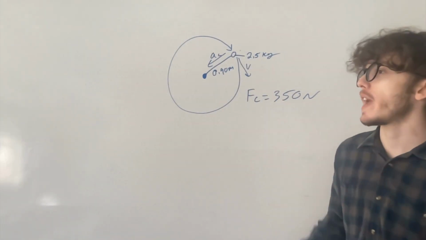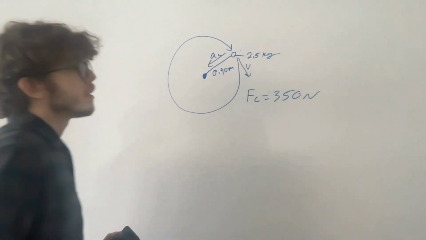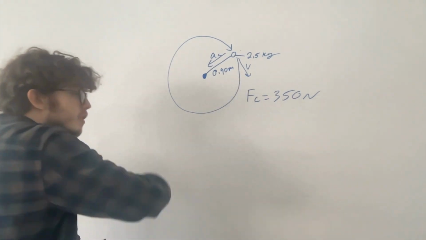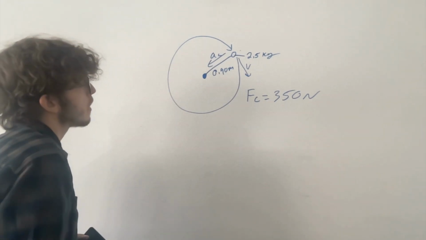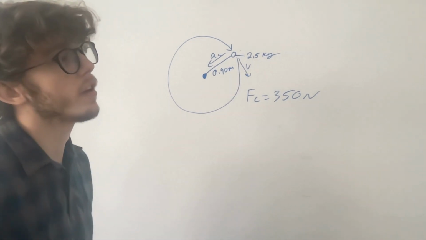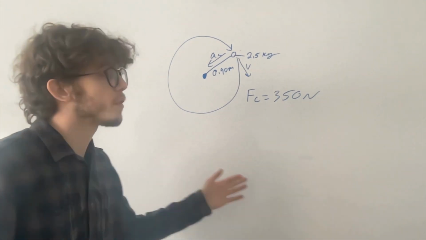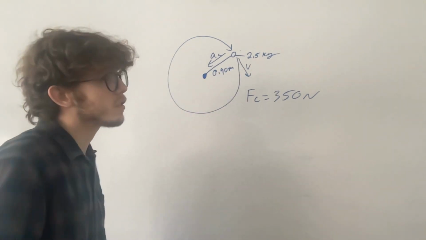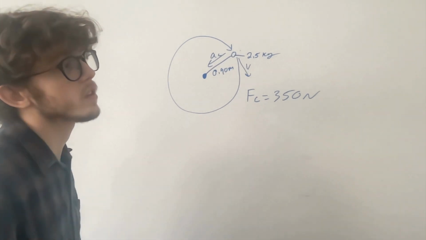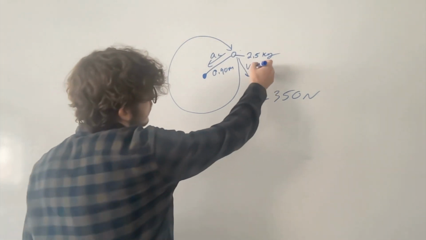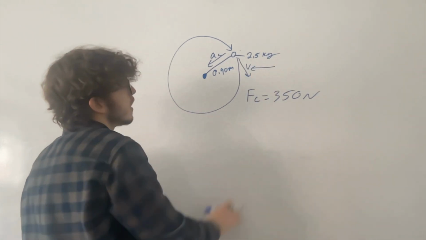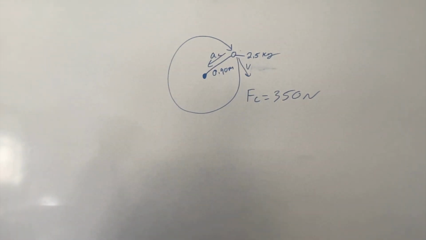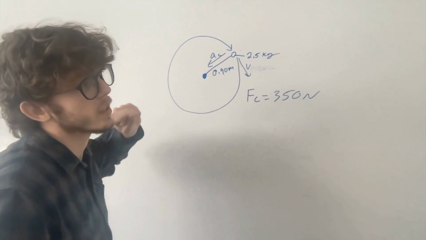In this problem, we have a 2.5 kilogram ball, 0.9 meters away from the origin of rotation. It's following a centripetal path, and we're told that there's a centripetal force of 350 newtons to keep it on that path. We're asked to find at what speed the ball is traveling. We're trying to find the tangential velocity, which I have displayed here. There are a couple of factors at play. We should also find the centripetal acceleration.